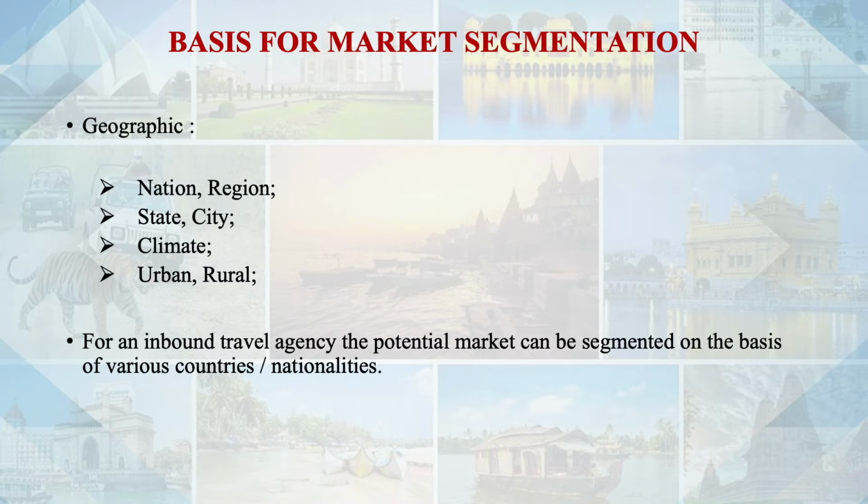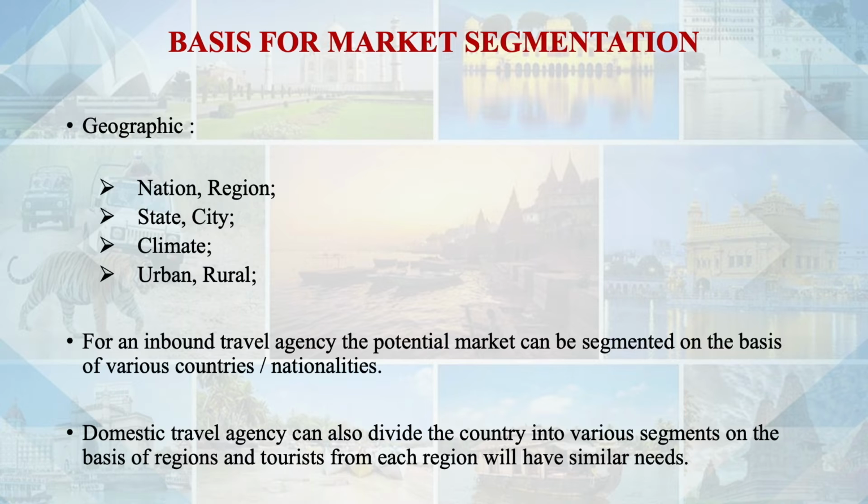Another segmentation can be on the basis of region. Suppose this same travel agency also deals in the domestic segment. So it can divide the entire country into different regions like Northern India, Southern India, Eastern India and Western India. So we can see that the tourists coming from South India to North India will have different needs than the tourists from North India going to South India. So accordingly, the travel agency needs to make changes in its products and services.